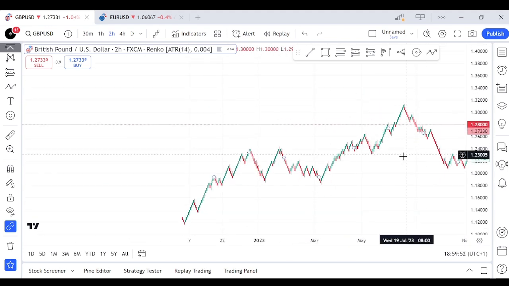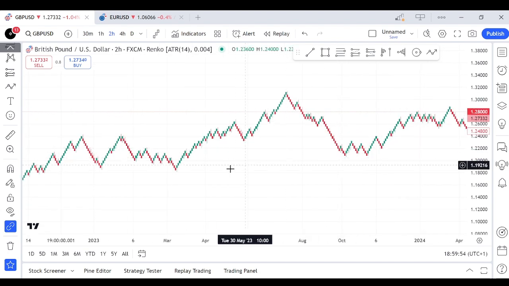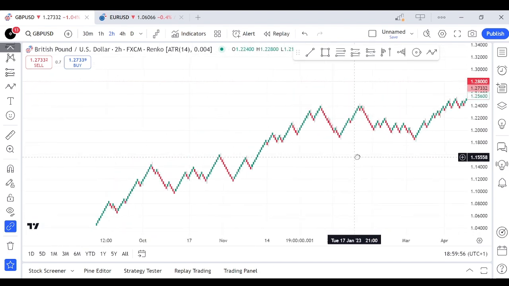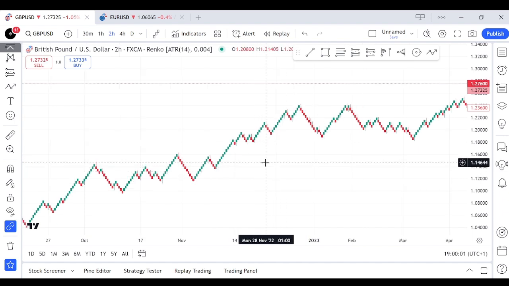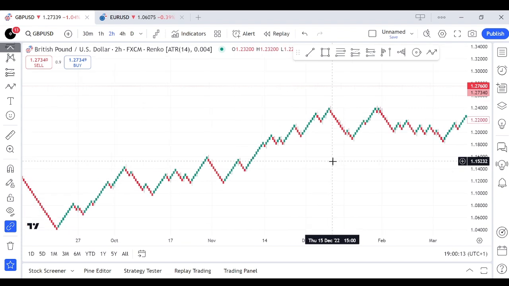So this, as you can see, is the Renko chart. There are no candlesticks, these are just bricks, Renko bricks. By using Renko charts, you can simplify your analysis and focus on what truly matters: significant price movements. This can lead to more confident decision making. So let's explore some basic Renko trading strategies you can start implementing right away.